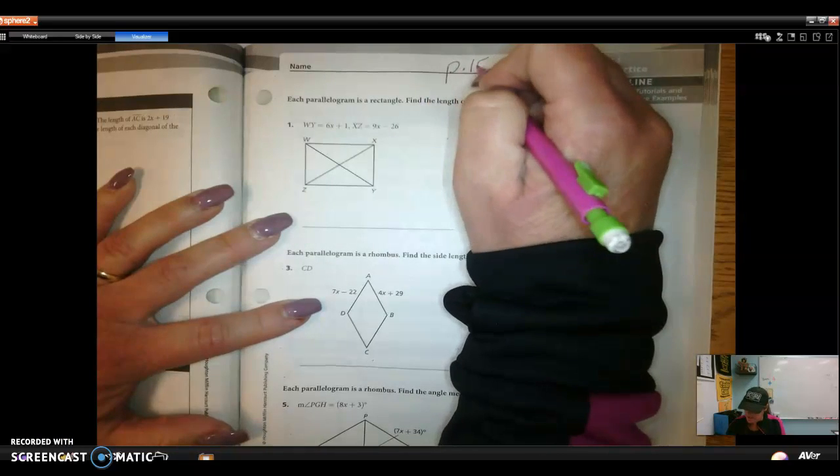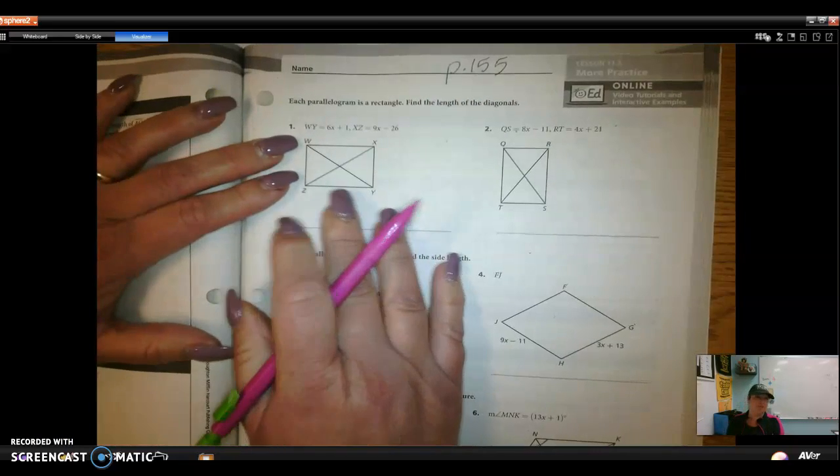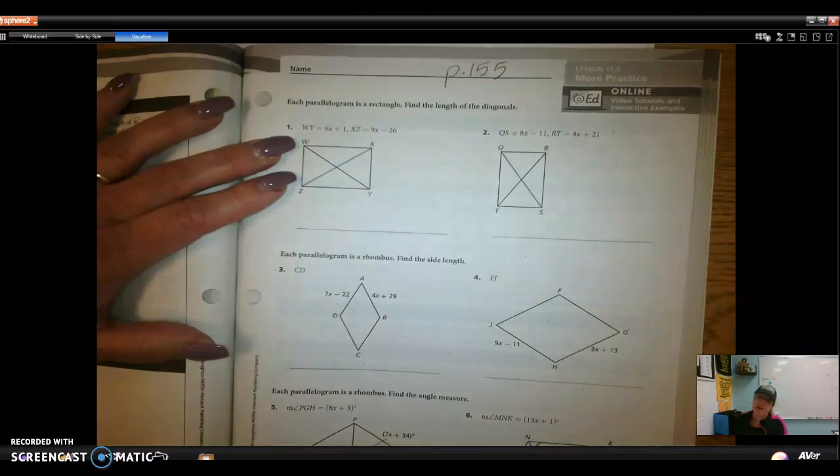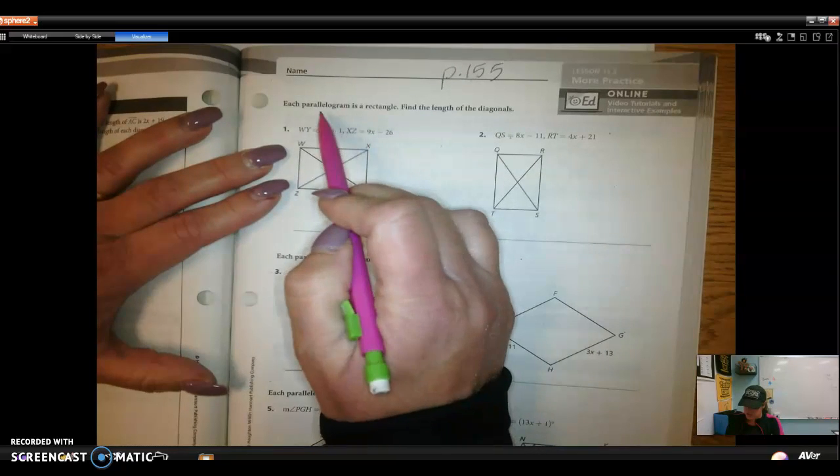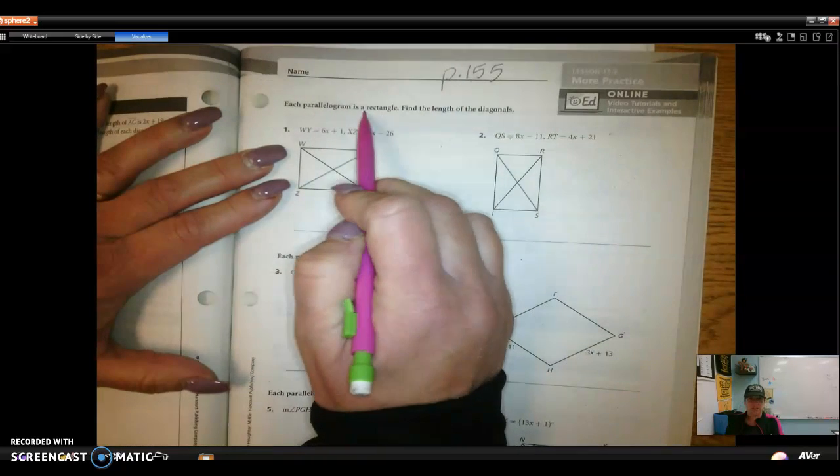All right, so here we are. We're on page 155. Let's go do number 1. I actually want to do number 5 with you as well, but we'll start with number 1, okay? So it says for number 1 that each parallelogram is a rectangle.